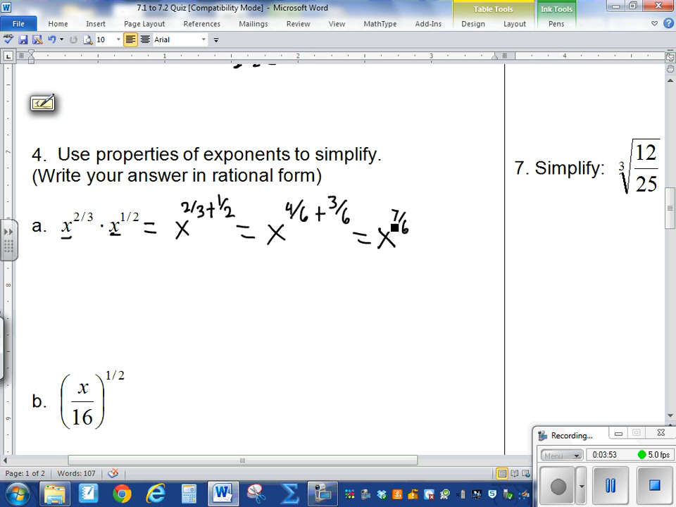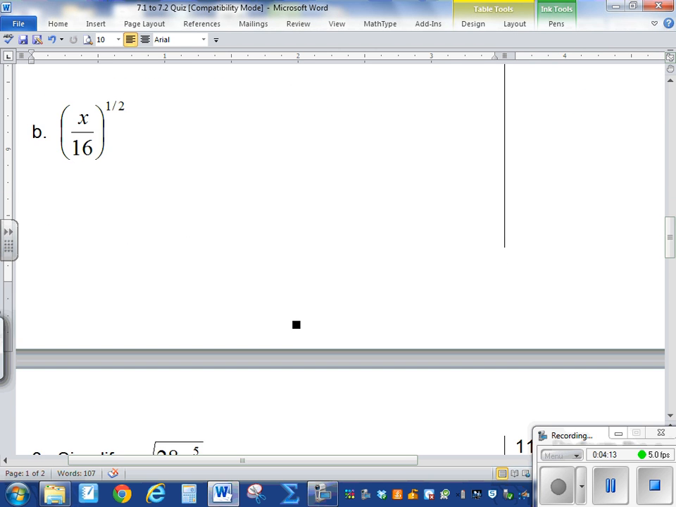So you have 7 x's. You need 6 of them to take one out. So you can take one of your x's out. So if you took 6 of them away from 7, you're going to get 1/6 left over. So it's x times x to the 1/6. And that's that one. All right. Next one.